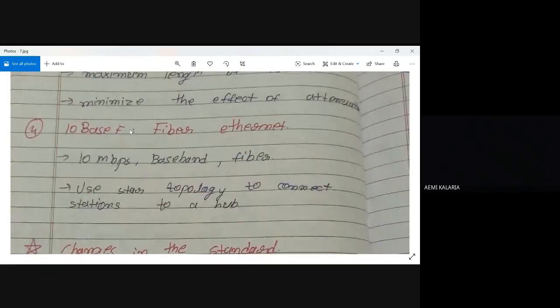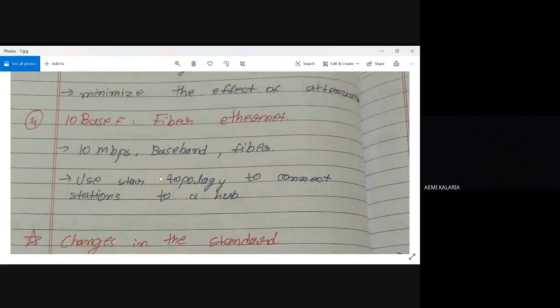As the name suggests, F means what? Fiber Ethernet. Whenever we deal with this F symbol, it is a fiber Ethernet. So 10 Mbps baseband as well as fiber Ethernet, or we can say optical fiber, we use as a part of the cable, and use star topology to connect the station to the hub. So these four were the main implementation types of our standard Ethernet.